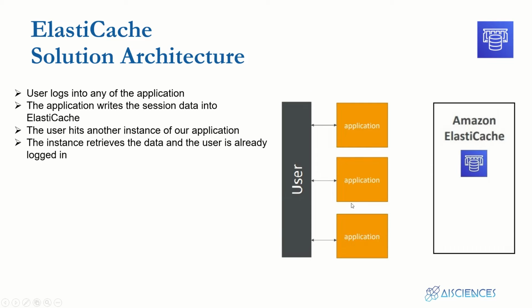So take a look over here. We have this application and we have a user, and again we have the Amazon ElastiCache. What happens is that the user logs into any instance of the application, right? And the application writes the session data into the ElastiCache, okay? And then the user hits another instance of our application. In that case, the instance retrieves the data, which is known as retrieving the session, and then the user is already logged in, right?